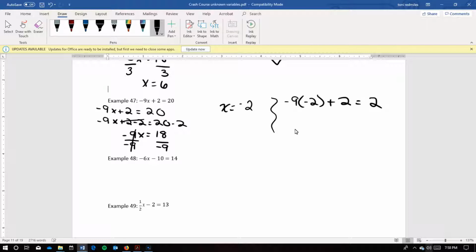All right, so a negative and a negative make a positive. 2 times 9 is 18. 18 plus 2 is 20. 20 does equal 20.